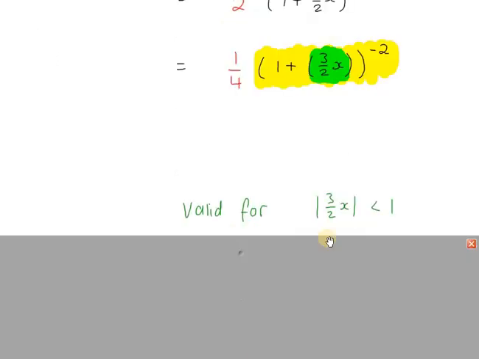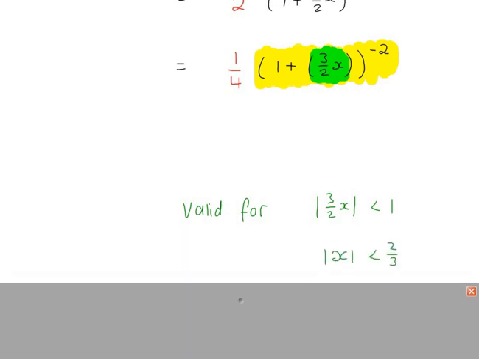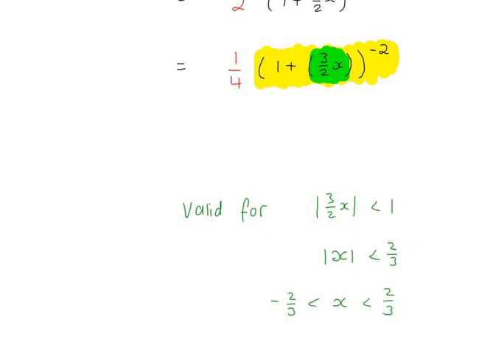So my expansion is valid for this condition here. I should have just x there and not anything, no coefficients or anything else there. So if I multiply by 2 and divide by 3, I've got x in between minus 2/3 and 2/3. So the expansion is valid so long as x takes a value in this interval.